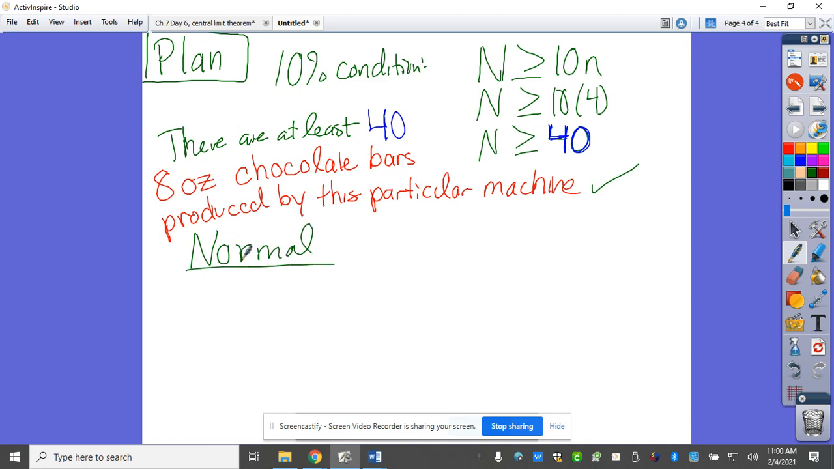Next condition is normal. What do I need to do there? So tell me what to write. It is stated that the population distribution is normal, so you can use normal approximation.